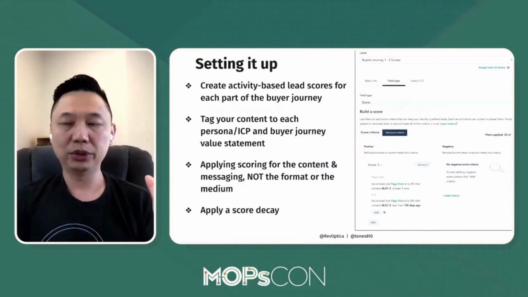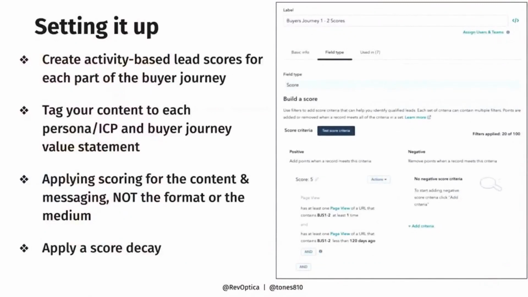Now, how do we utilize this for lead scoring? Setting it up, the first part is I want to create an activity-based lead score for each part of the buyer journey. For my most recent clients, I advocate setting up 3 different activity-based scores: buyer journey 1, 2, buyer journey 3, 4, and buyer journey 5, 6. I set up 3 different data fields to score for these behaviors, and it's all pure behavior-based scoring. Then I work with the team to tag each of those content pieces, typically hosted on the website, and I tag each of them to align to a buyer journey.